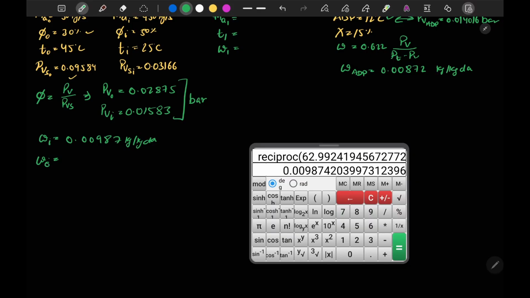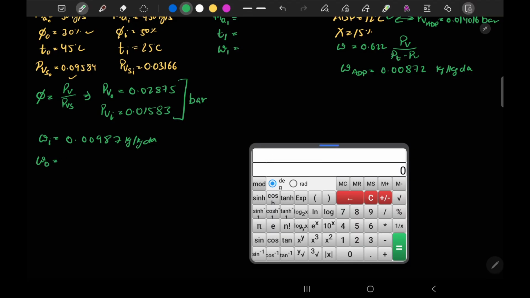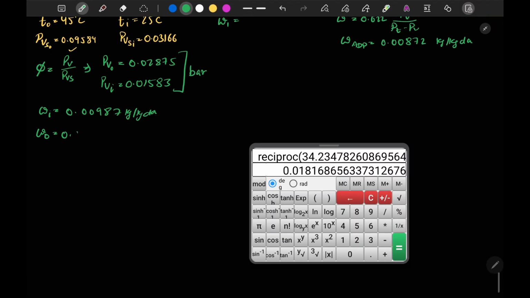For omega naught, the value will be equal to 1.013 divided by PV naught, that is 0.02875, minus 1, inverse, into 0.622. This value comes out to be 0.01817 kg per kg of dry air.